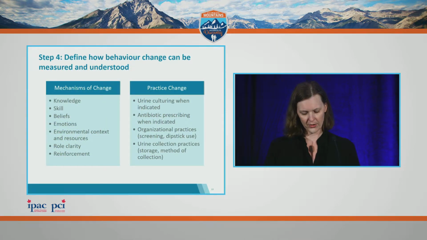So step 4 was where we needed to think about how behavior change can actually be measured and how we can tell if the program is actually having impact. So there are 2 ways to approach this. We can directly measure practice changes, such as decreased antibiotic prescribing, and then you can also look at the perceived gains in knowledge and how attitudes might have shifted within the home when the program is done.